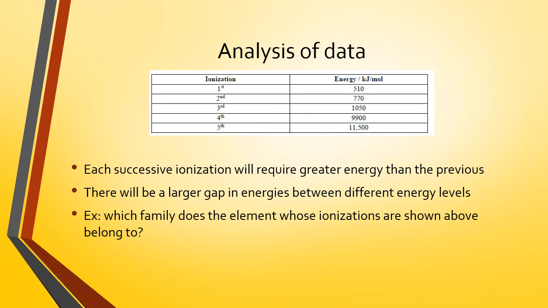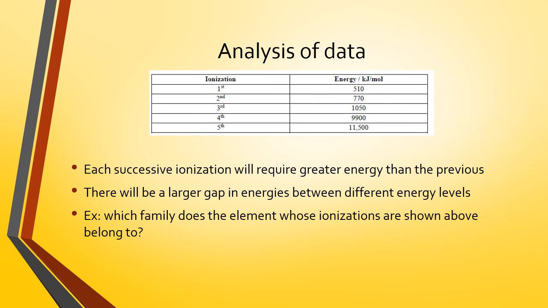You should be able to analyze data regarding successive ionization energies. Each successive ionization will require a greater energy in order to occur than the previous one did. This is because as you remove each electron, the hold that the nucleus has on the remaining electrons gets stronger and stronger. The effective nuclear charge felt grows because there are fewer electrons there to shield.